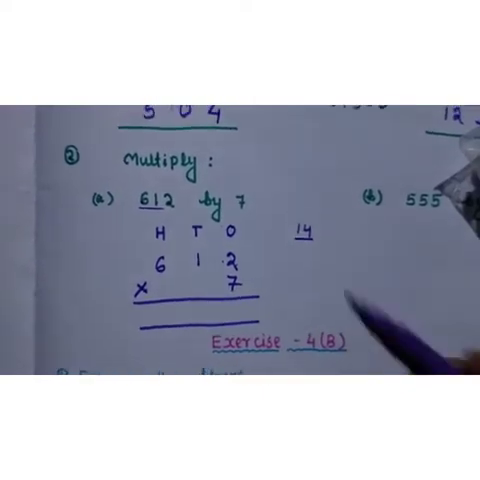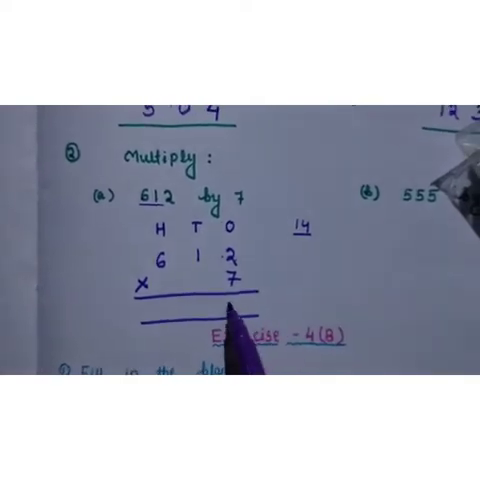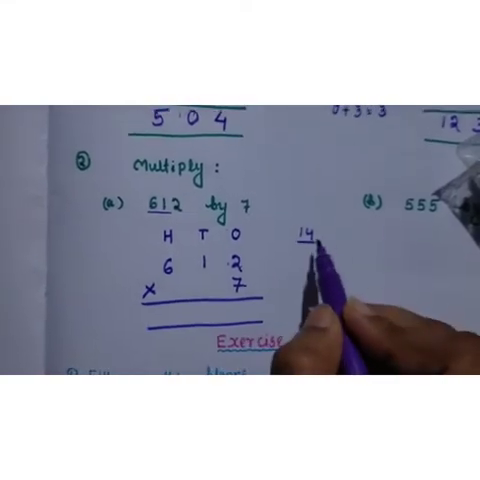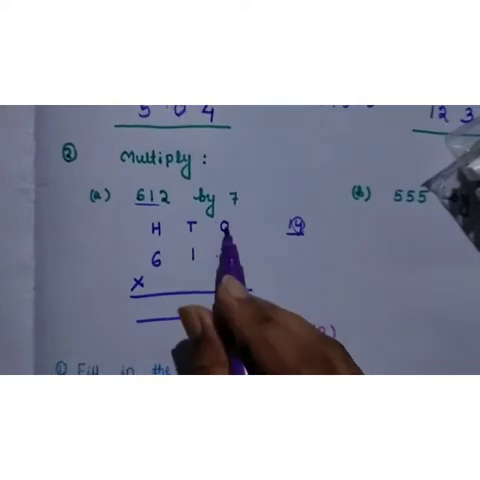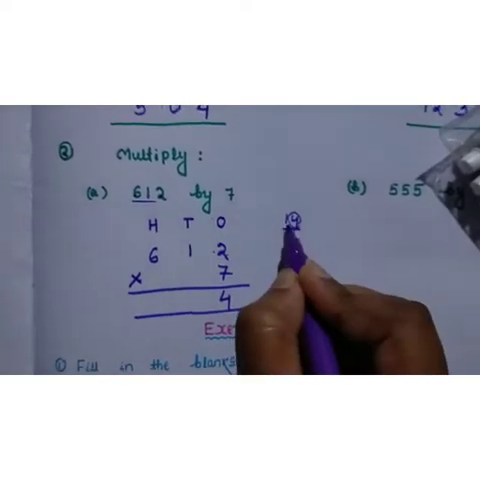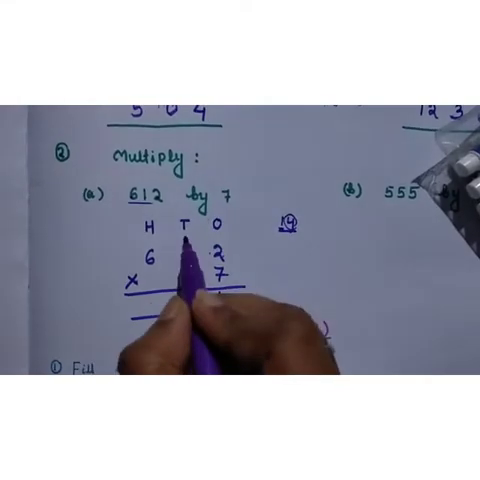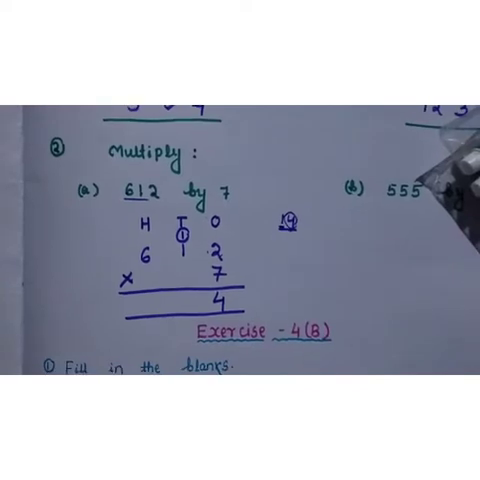You know the table: 2 7s are how much, students? 14, right? And 14 is a 2-digit number, that's why we cannot write 14 at a time. So in this case, what will we do? We write the last digit, 4, under the ones column, and the 1 we carry to the next column, the tens column.